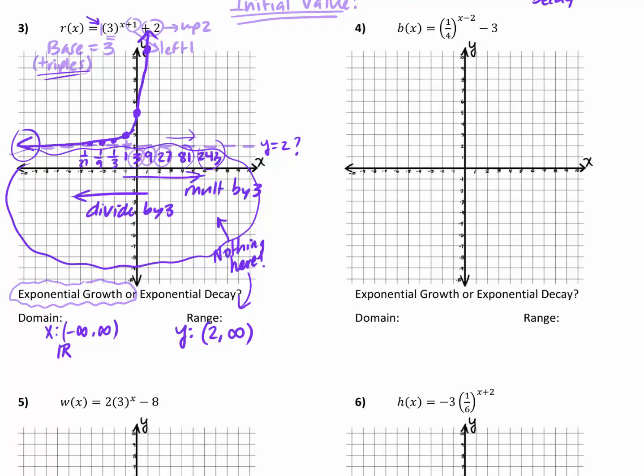Let's take a look at number 4, b of x. Good old Barry. Barry here has a 1/4 as its base. If I want to talk about that first, that base being 1/4 tells me that I am to k. That means I'm going to be dividing by 4. I'm chopping it into fourths.